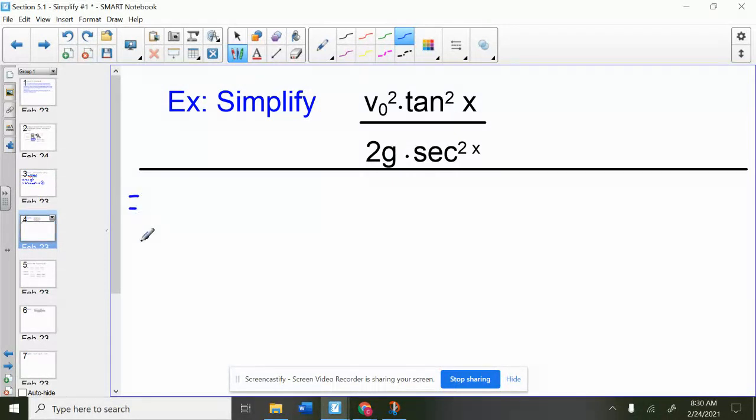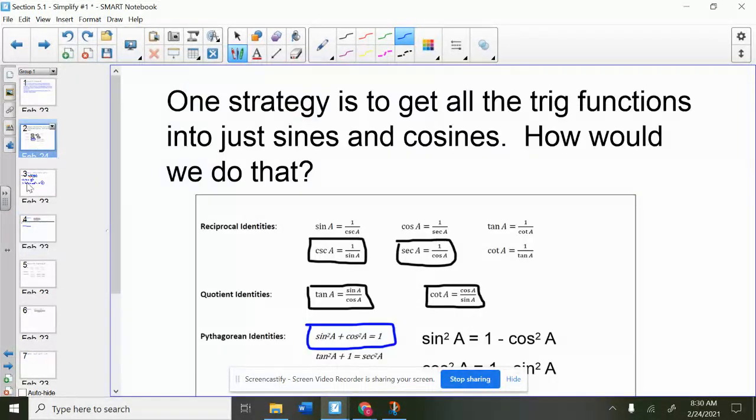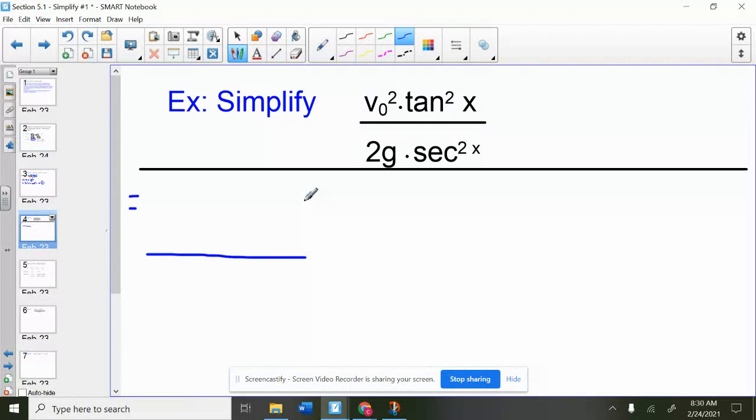So I'm going to start working with the top here. Same strategy. Let's break this down. If we see a sine or a cosine, rewrite it. I don't have that. If I see a secant or cosecant right there, I'm going to use my quotient identity. So based upon that, that's secant squared. Secant's 1 over cosine, which means secant squared is 1 over cosine squared. So down here, I have this 2g. That's going to stay the same. I'm not going to mess with that. And then this secant squared is 1 over cosine squared.